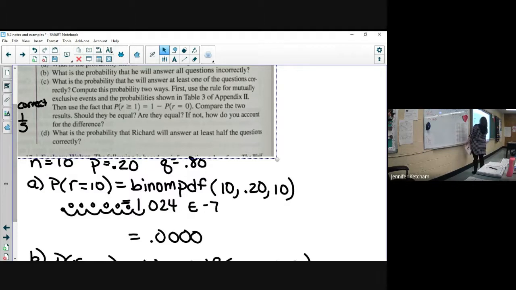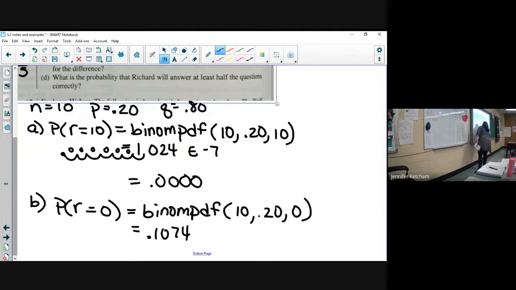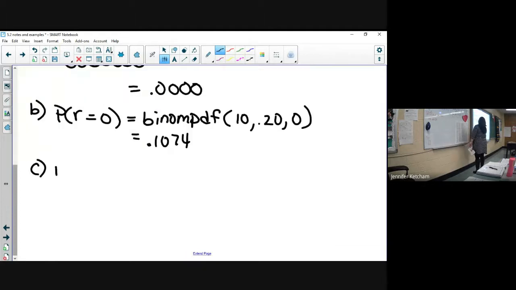So we want to answer, like we said, that at least one of them is correct. So we said we can't do binom CDF this way. We have to change it to the probability that R is less than or equal to what? This is where that finding probabilities with your calculator worksheet might be helpful. Just saying. It's out there.